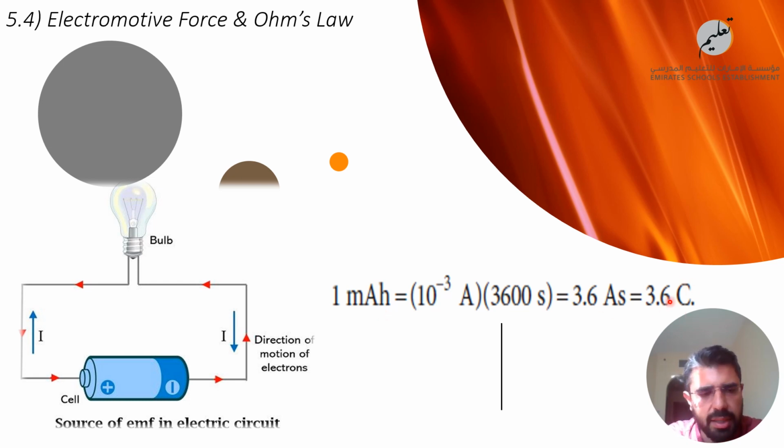If you go back to the beginning of the PowerPoint, if you connect the ampere, or the current, with the time, hour, you get the charge. So 1 milliampere per hour is equal to 3.6 Coulomb.